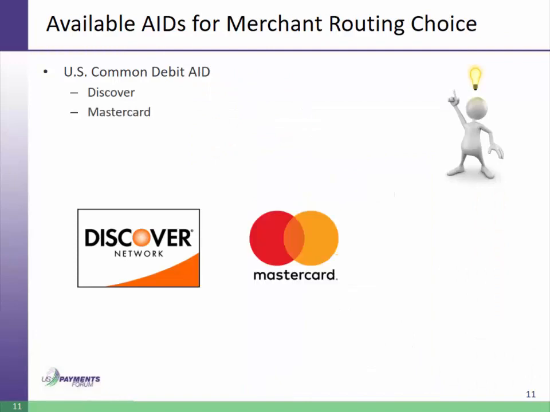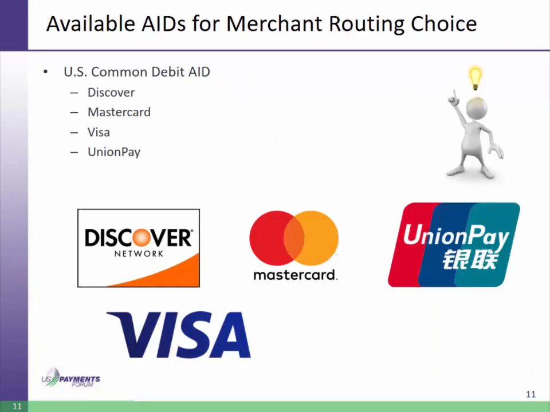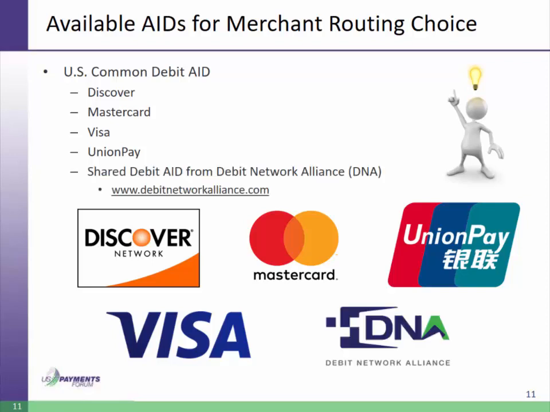Currently, Discover, MasterCard, Visa, UnionPay, and other global payment networks provide U.S. Common Debit AIDs to be used on debit cards with their brand. American Express does not require dual routing. Therefore, American Express cards will utilize the American Express Global AID and will continue to route as they do today. For cards that do not support one of the global payment networks, a shared debit AID can be licensed from the Debit Network Alliance. For more information about the Debit Network Alliance, refer to their website using the link shown here.